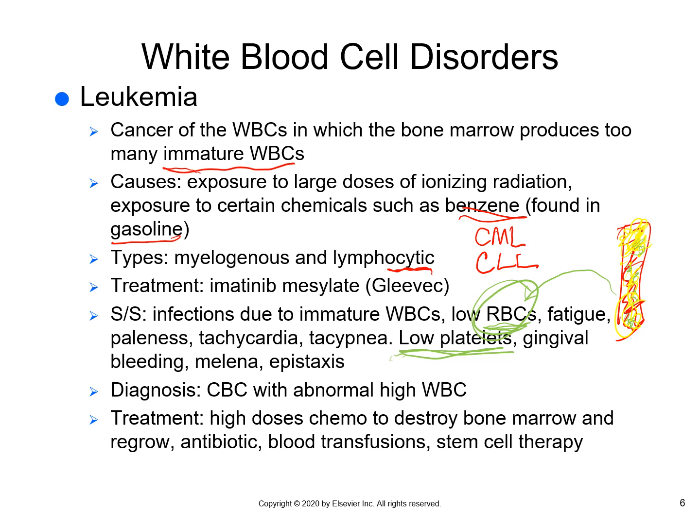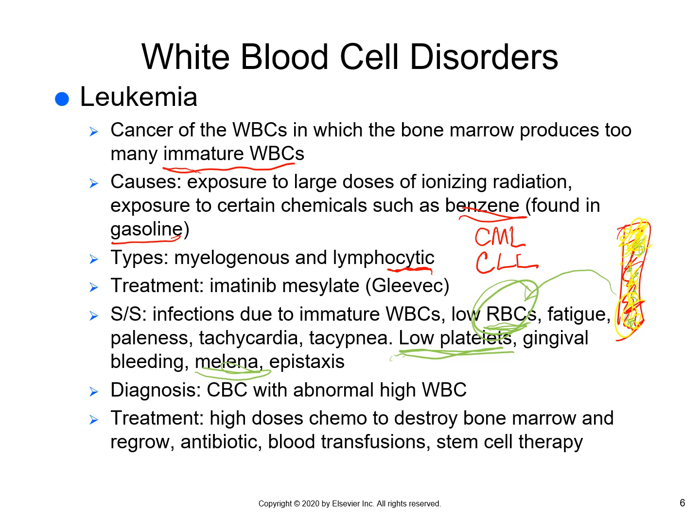So if you have low platelets, chances are your patient is going to have some kind of bleeding or be at risk for bleeding. Melena is actually a dark stool, right? Dark stool. And then epistaxis, obviously, is nose bleeding.